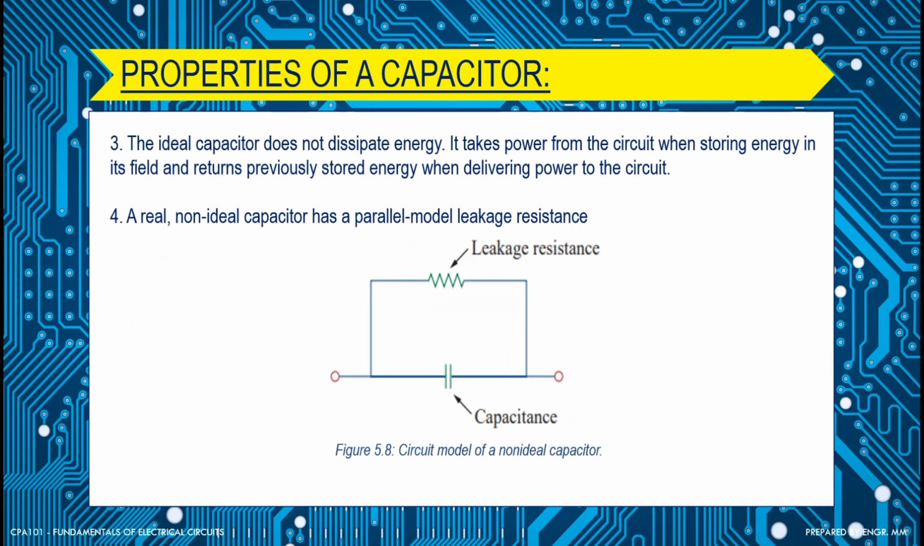Next, the ideal capacitor does not dissipate energy. It takes power from the circuit when storing energy in its field and returns previously stored energy when delivering power to the circuit. A real non-ideal capacitor has a parallel model leakage resistance. So this is a circuit model of a non-ideal capacitor. This is the capacitor and it has a leakage resistance. So this is a non-ideal capacitor.